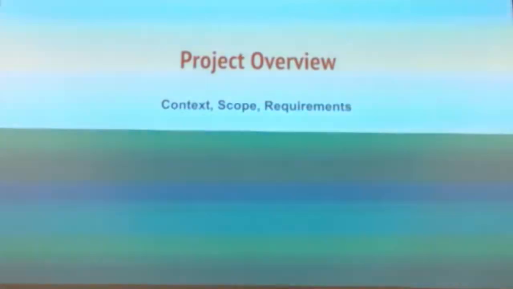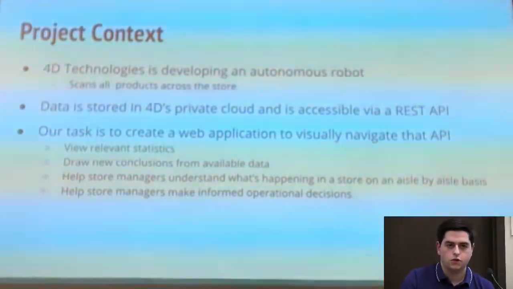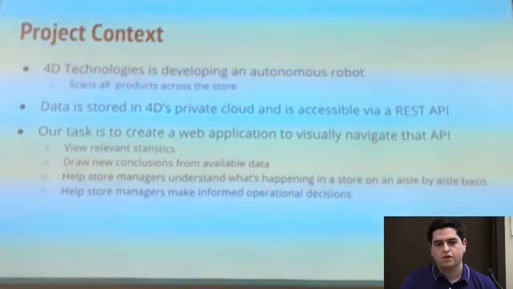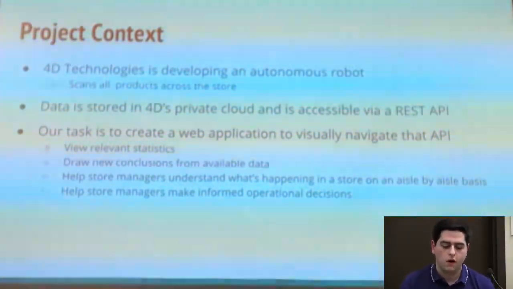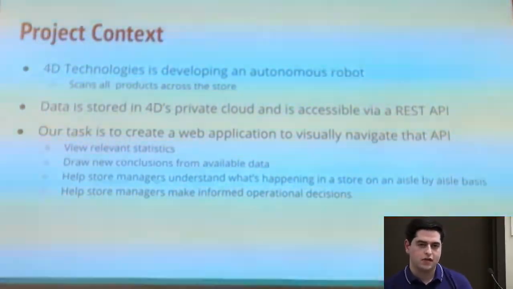So, overview of the project. Our sponsor, 4D Technology, is developing an autonomous robot that scans products throughout a store. This data is stored through 4D's private cloud from the robot, and they have an API that we connect to in order to access that data. So our project consists of building a web application that will visually navigate that API.